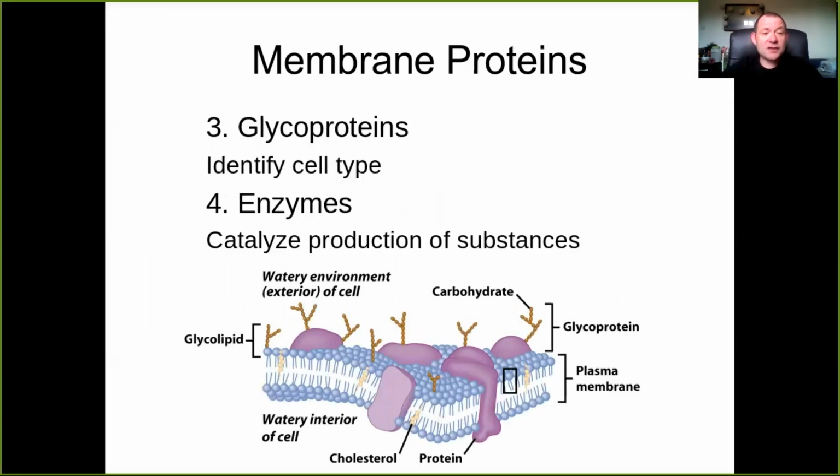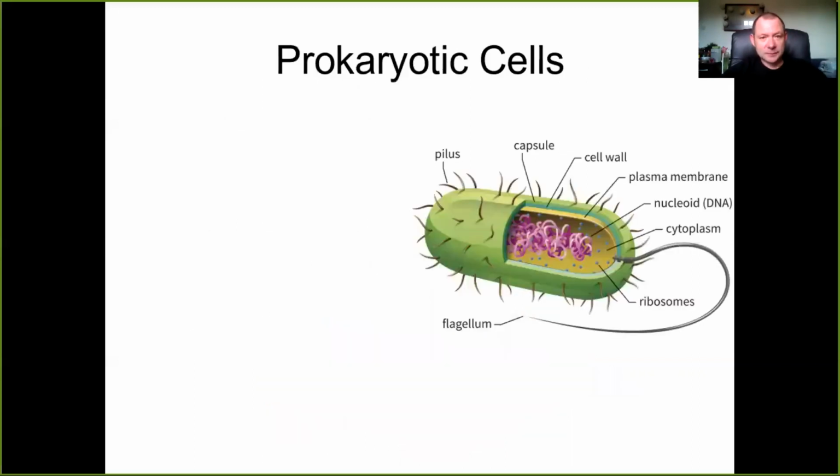We have glycoproteins, which identify the cell type. So think of the cell as having glycoproteins on its surface, which say to other cells what type of cell they are. Certain cells have different glycoproteins on them and live in different parts of the body. There are enzymes which catalyze the production of substances. They stick small molecules together to make big molecules, or big molecules get ripped apart to make small molecules. Anabolic enzymes, catabolic enzymes. Anabolic build things, catabolic split things apart.